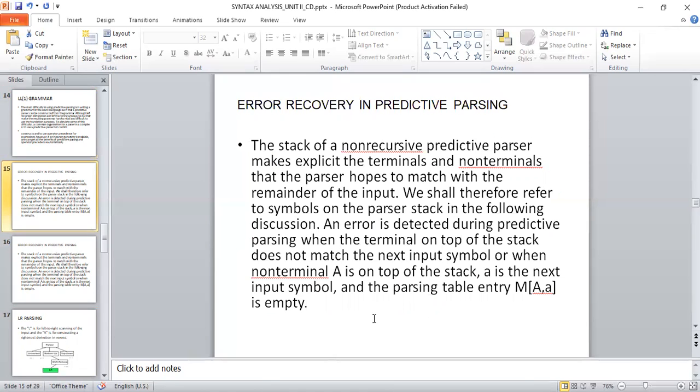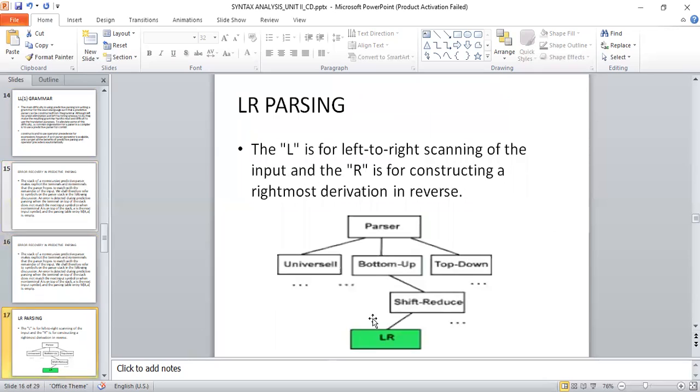The stack of a non-recursive predictive parser makes explicit the terminals and the non-terminals that the parser hopes to match with the remainder of the input. So we shall therefore refer to symbols on the parser stack in the following discussion. An error is detected during predictive parsing when the terminal on the top of the stack doesn't match the next input symbol, or when non-terminal A is on the top of the stack, a is the next input symbol, and the parsing table entry M of A comma a is empty.